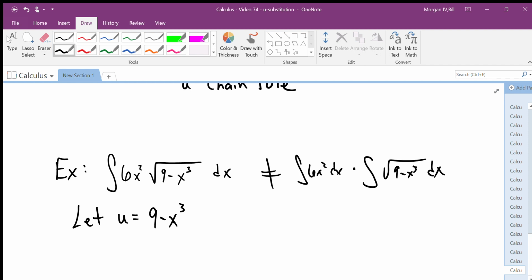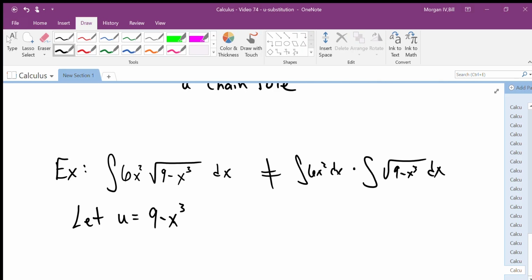Okay, so having U equal 9 minus x cubed, whose derivative is negative 3x squared, knowing that there's an x squared in my problem elsewhere, tells me I'm on the right track. Also, a good portion of the time, the thing you want to let U equal is inside of a parentheses, if you will.